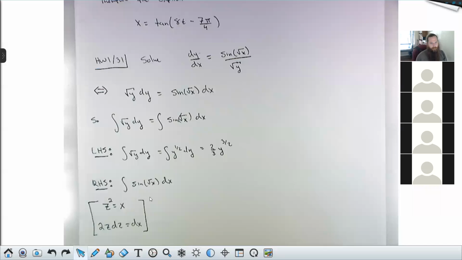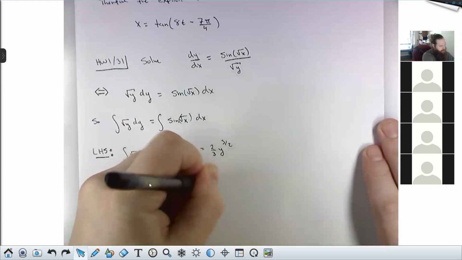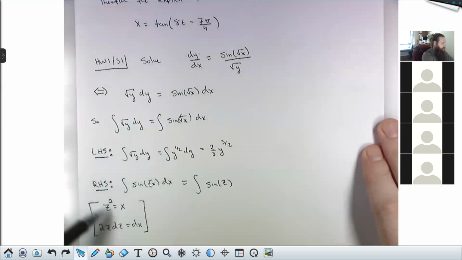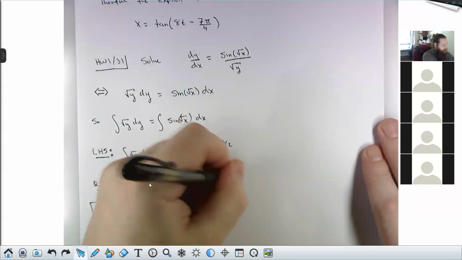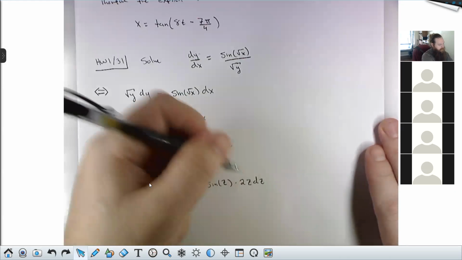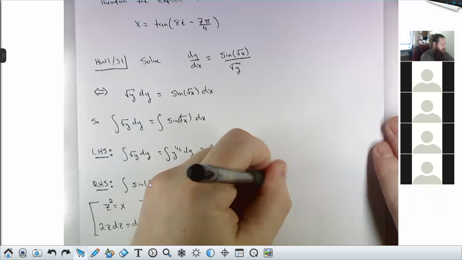All right. So if z squared is equal to x, then this is the sine of the square root of z squared. That's the sine of z. And when I calculated my differentials, I found that dx is 2z dz. And now this looks more like an integration by parts problem. We can pop out the 2, write the z in front of the sine.